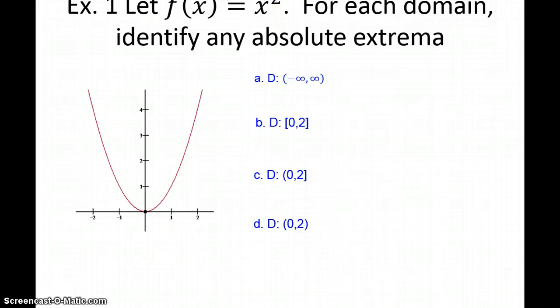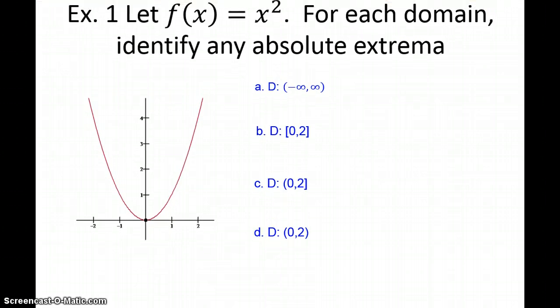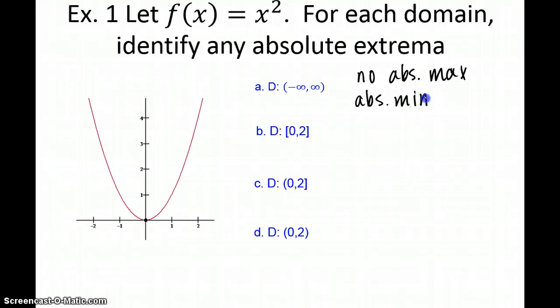Okay, let's see here. Let f of x be the function x squared. For each specific domain, identify any absolute extrema. So when we're looking on the domain of the whole function, all real numbers, we would have no absolute max, but the absolute min would occur at 0.